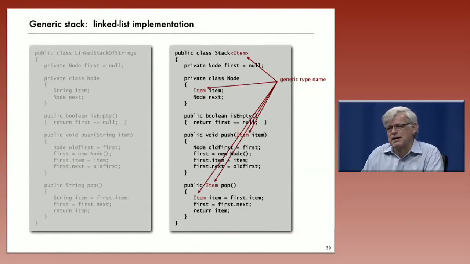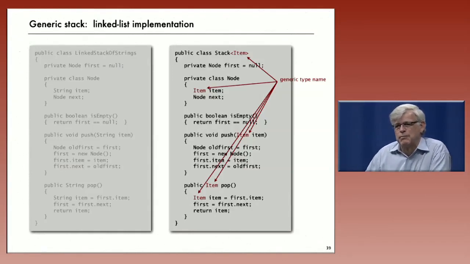And at the top, in the class declaration, we declare in angle brackets that item is the generic type that we're going to use. The implementation could hardly be more straightforward, and it's an excellent way to solve the problem of handling multiple types of data with one implementation.